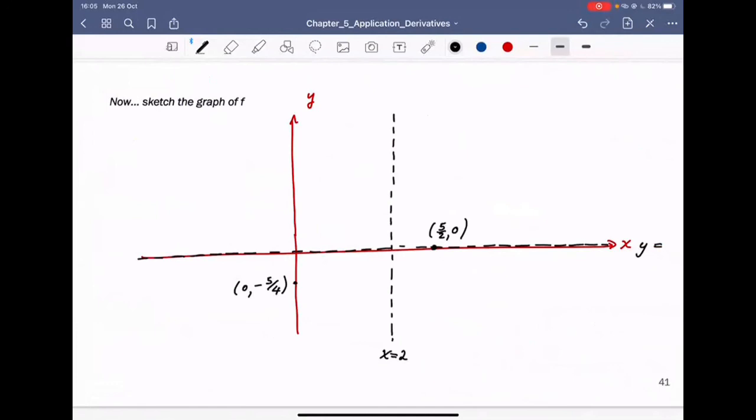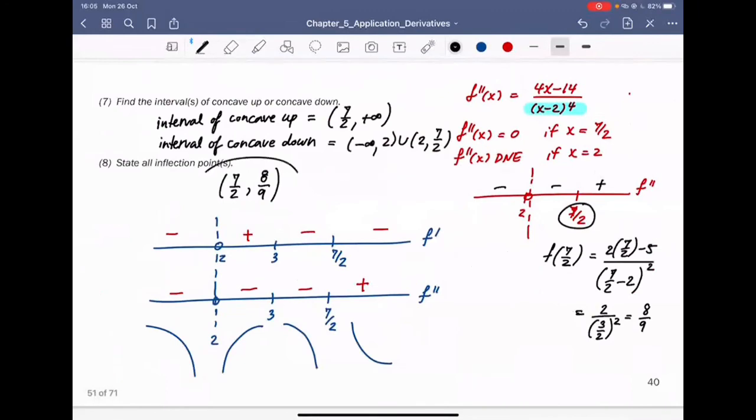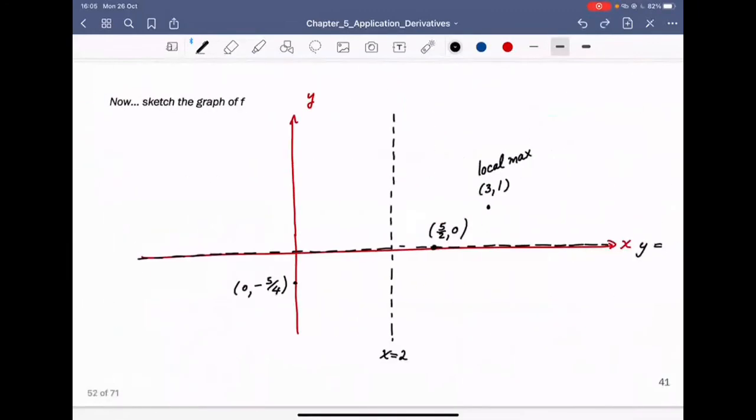Negative 5 over 4 is negative 1.25. So 1, okay, maybe here. Or I just scale 3 and 1. All right. And then next, our inflection point. Keep in mind, this is our local max. Well, it's going to be an inflection point at 7 over 2 and 8 over 9, which is 3.5, 7 over 2, and 8 over 9, just something close to 1.